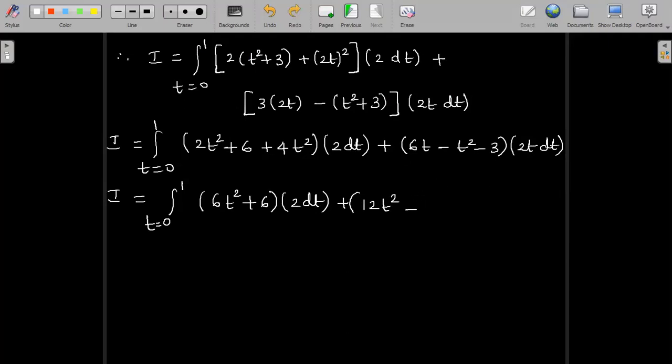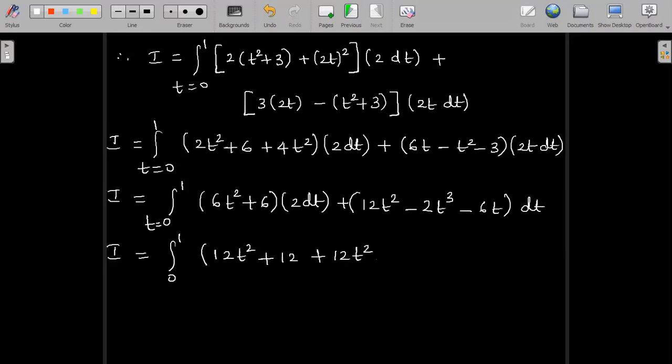So it is 2t into t square, so 2t cube minus 6t multiplied by dt. So now I is equal to integral 0 to 1. So we have 6t square into 2, 6 2s are 12t square, plus 6 into 2, 12, plus 12t square minus 2t cube minus 6t, the whole thing into dt.